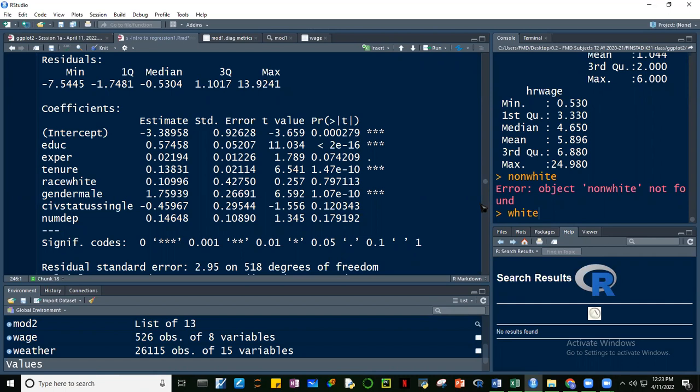Okay? But when we interpret this, how do we interpret this now? On the average, who is this? Is it white or female?